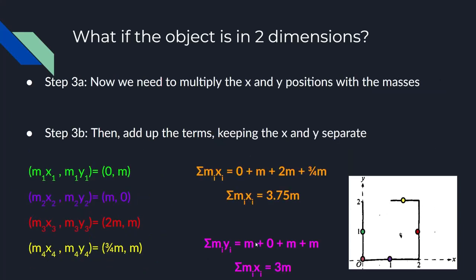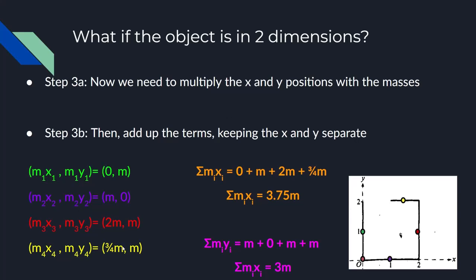Now, we're going to do step 3. Remember, step 3 is 2 parts. We have to multiply the mass with their position values, and then add them up. And we're going to make sure when we add them up, we keep the x's and y's separate. So I basically just multiply m and x and m and y for all these. So this becomes 0 comma m instead of 0 comma 1, m comma 0, 2m comma m, and 3 quarters m comma m. We're going to deal with some fractions. It's going to make it a little bit messier.